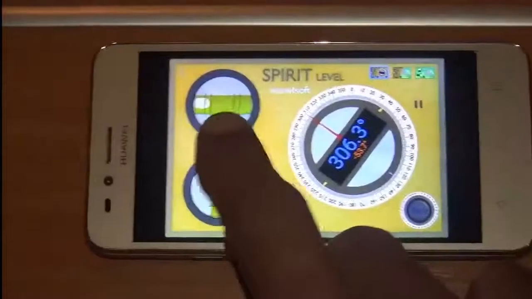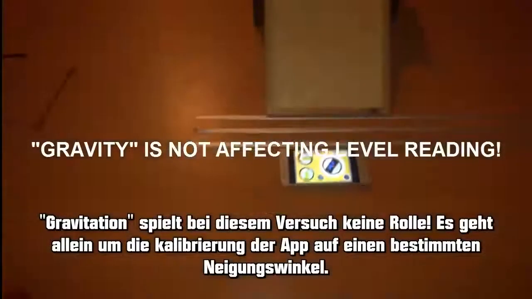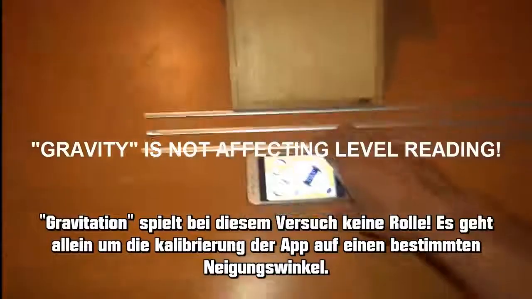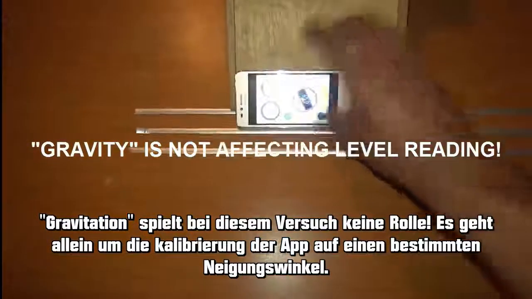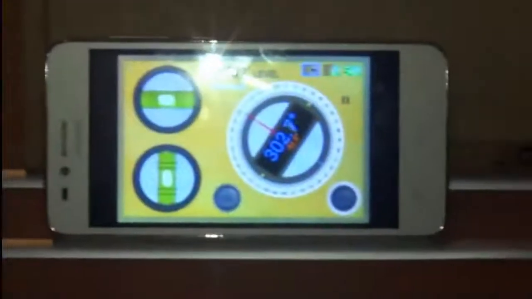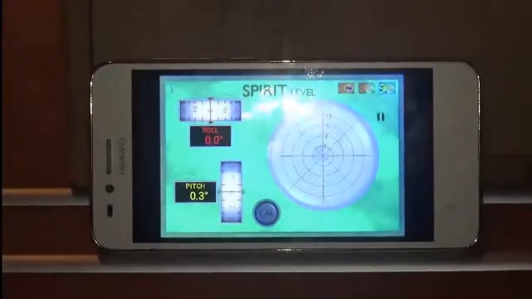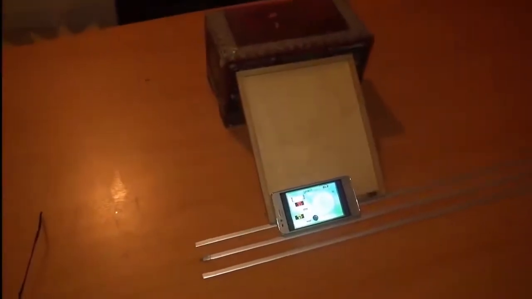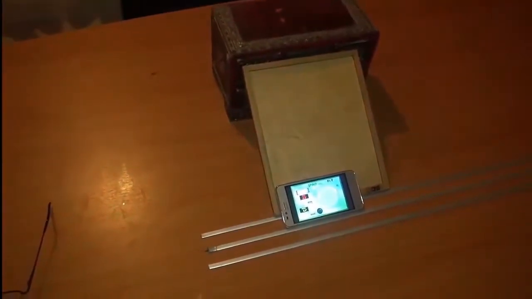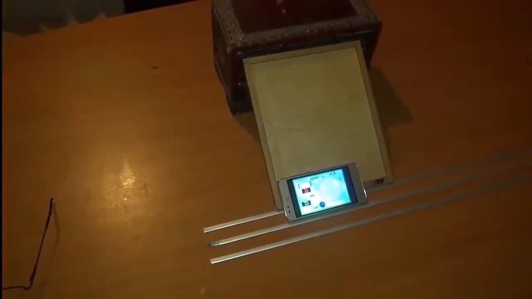So the app now believes that the table is not flat because of being calibrated on the slope. You can see here that the bubble is way off on both of these, even though it is on the flat table. But when we put it back on the slope, it goes back to reading level on both of these. So this shows how the app can be programmed to determine what its original level is, and therefore read any changes in that level. So on with the experiment.